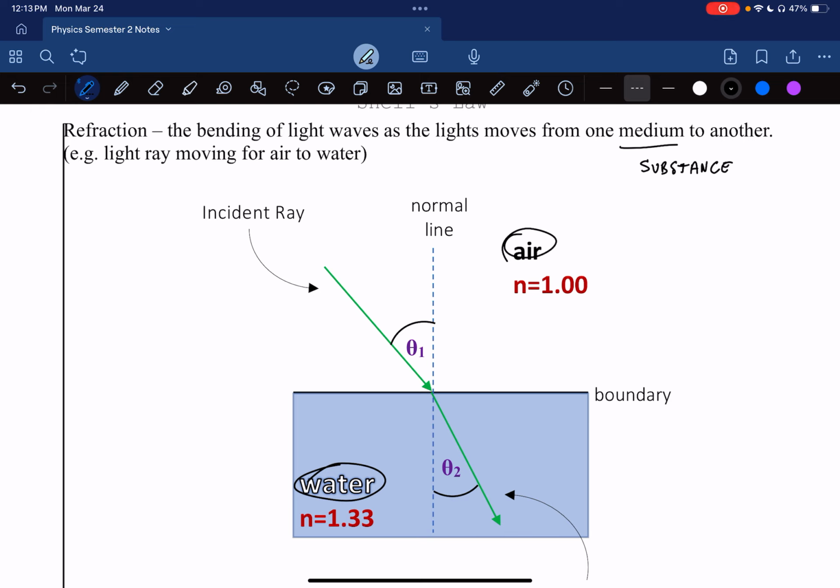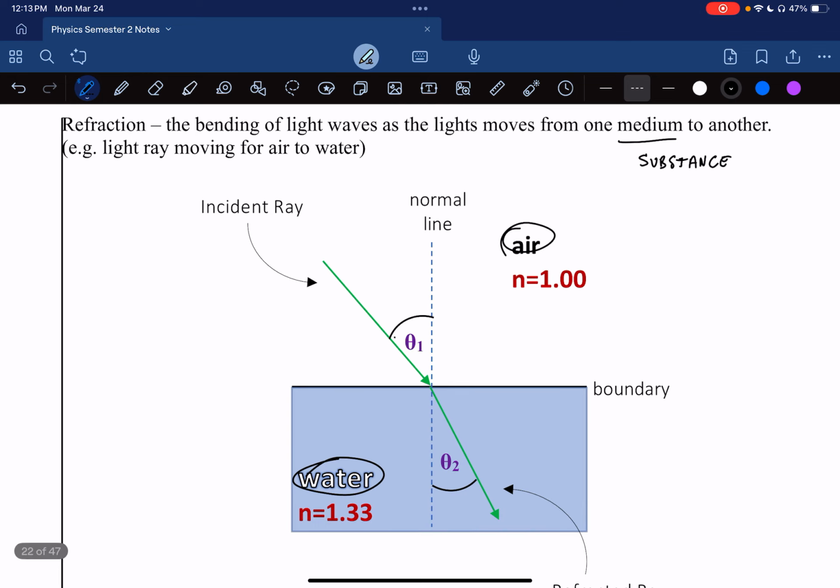We can use angles to show that change in direction. So here's the light coming in. If we drew a dotted line going straight up here, we would measure an angle between the ray of light and this dotted line, the normal line, to be theta 1. And down here, if the light bends like this, this angle would be theta 2, which is different than theta 1.